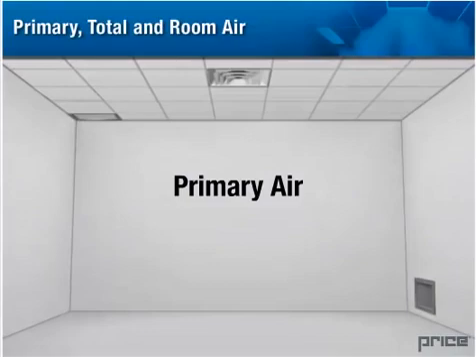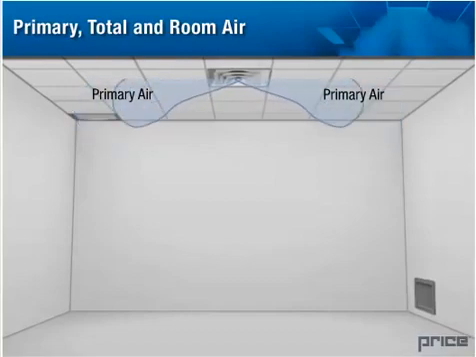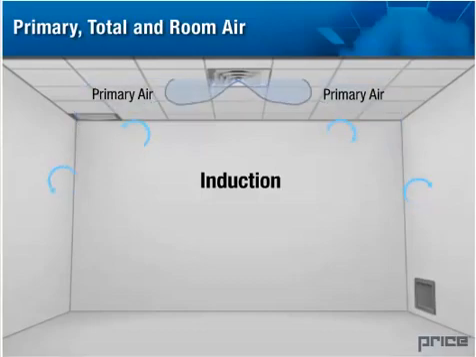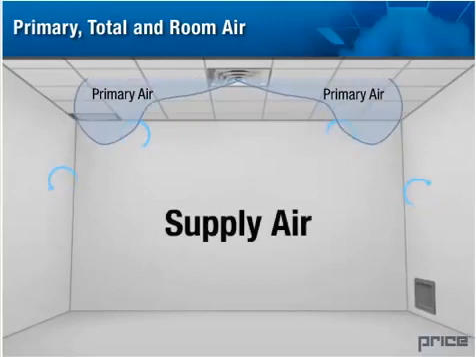Primary air is the conditioned supply air being discharged from the diffuser. The primary air is typically moving at high velocities with high turbulence. This action causes induction, which mixes the primary air stream with the room air. Primary air is also referred to as supply air.